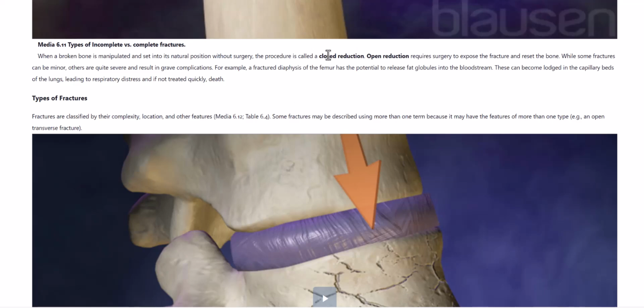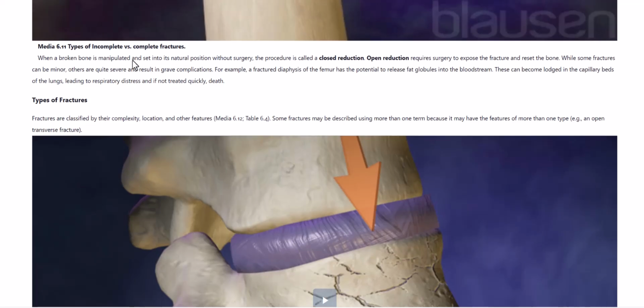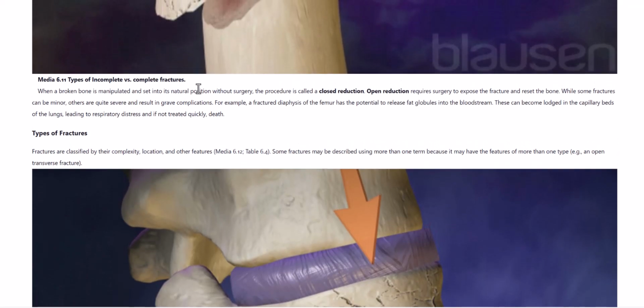We're going to talk about closed versus open. A closed fracture is a bone that breaks and doesn't require surgery to reset it, but we just put it into a cast. That'd be a closed reduction or a closed fracture. If instead we need surgery, we need to go in there, open up the bone, reset it, maybe add some screws, add some plates, anything like that, where you are having to do surgery to get in there, that is going to be an open reduction or an open fracture.